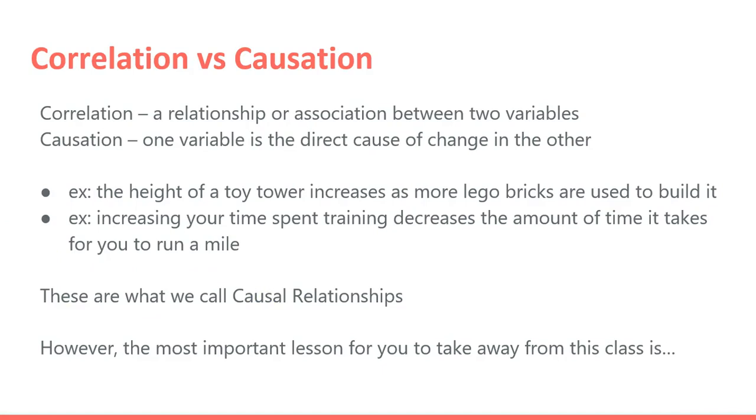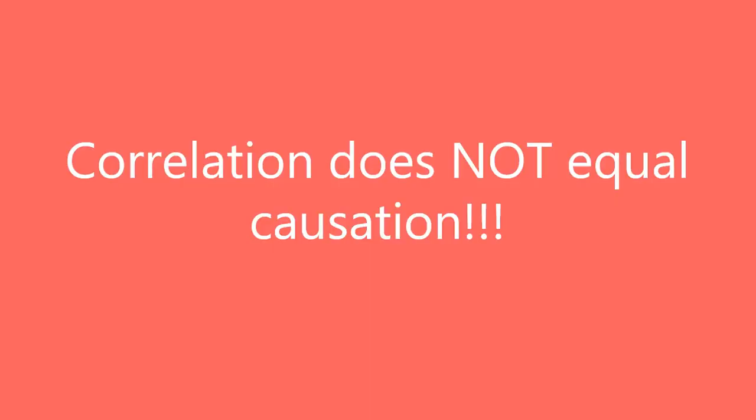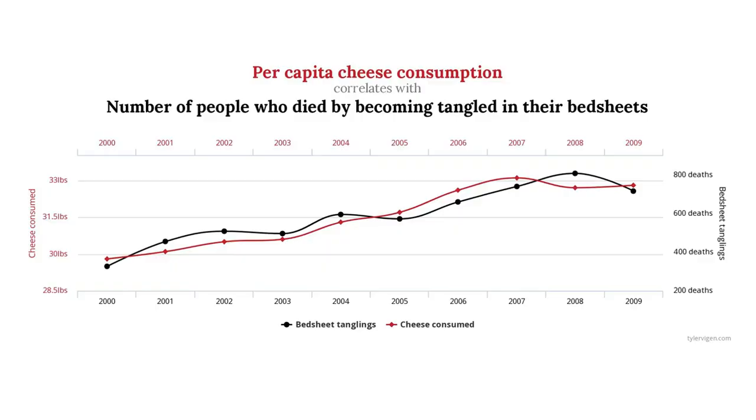All right, but something very, very important that if you learn nothing else in this class, make sure you learn this. Correlation does not equal causation. Just because there is a relationship between two variables does not mean that one of them is causing the other to change. Okay, so let's look at some examples.